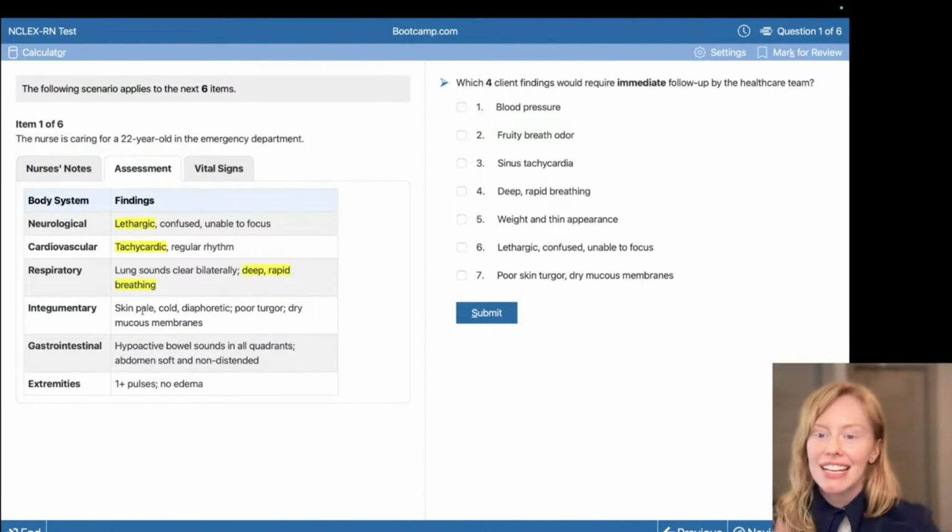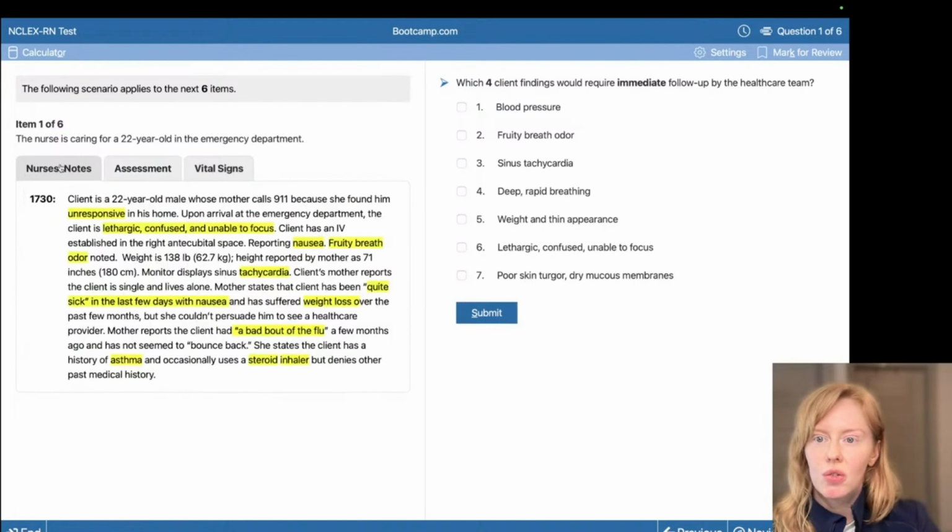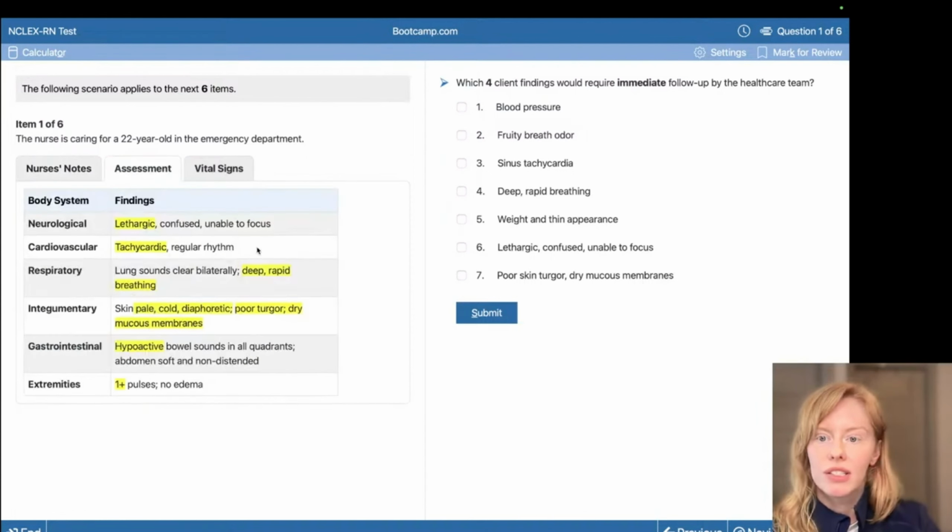Well done. And then his skin is pale, cold, diaphoretic. We've got poor skin turgor, dry mucous membranes. So what could that mean? Those of you who knew it was DKA, in somebody with potentially DKA, what would poor skin turgor and dry mucous membranes mean? Let me know in the chat. And then we've got hypoactive bowel sounds, 1+ pulses. So remember, all these things, in addition to our mental picture from the note, we can also see that he's pale, cold, diaphoretic, and this poor turgor and dry mucous membranes. Doesn't look like anyone's commented yet to tell me what that might mean.